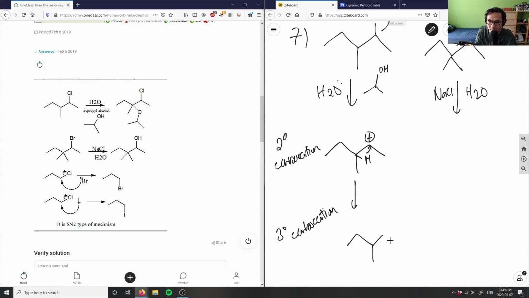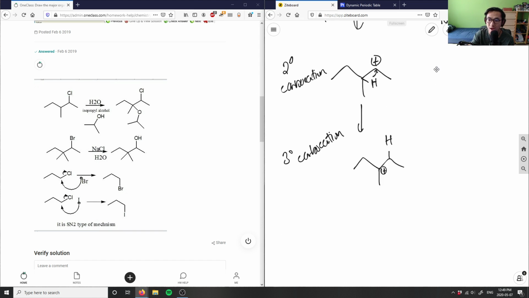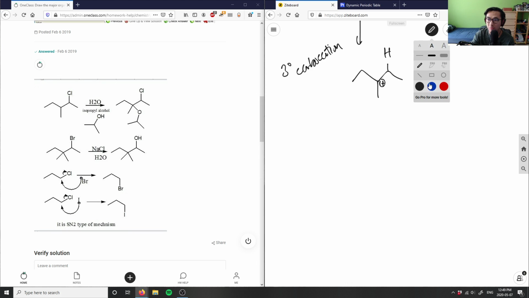So I get something like so. I would move my hydrogen here. My hydrogen is now here. So it's going to hydride shift. My carbocation is now here. And now what it's going to do is react with my water and isopropyl alcohol. So water here and isopropyl alcohol.